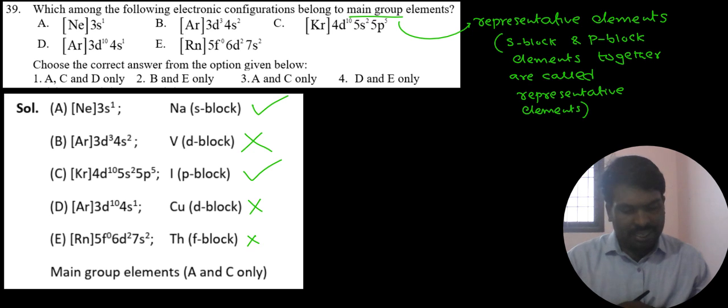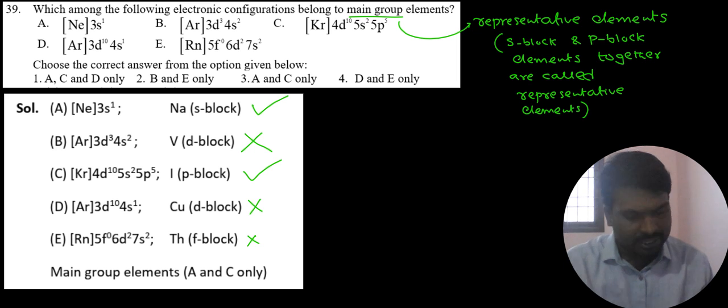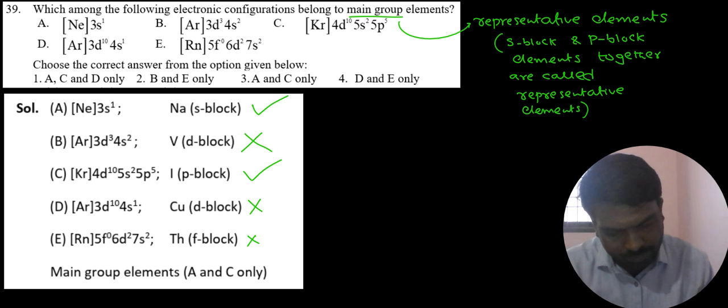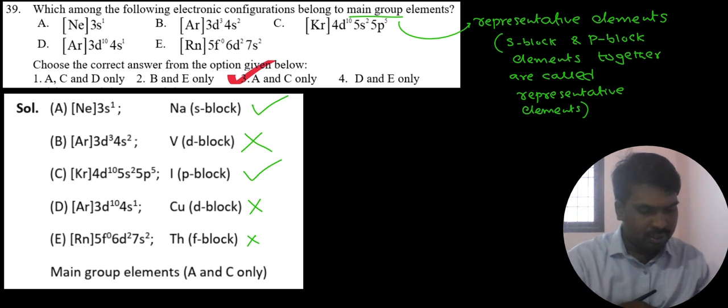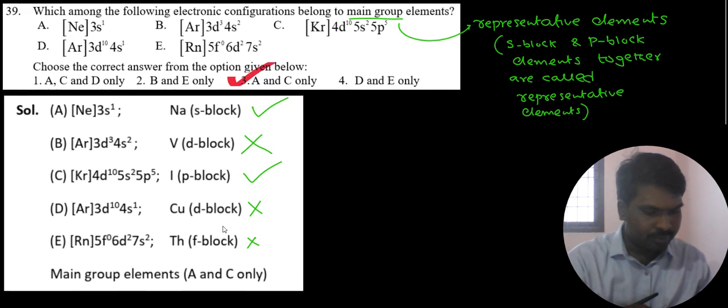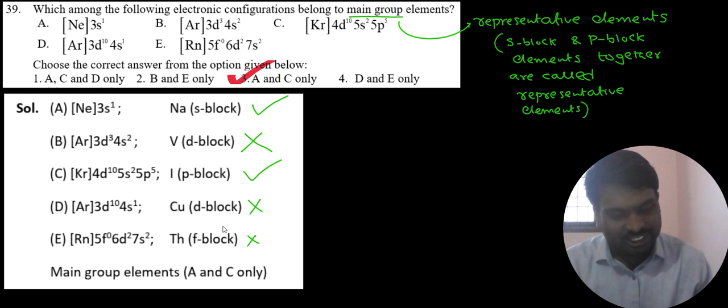So A and C are correct. A and C are main group elements or representative elements. Then which option is right answer? Option 3 is right answer. A and C only. So understood this solution? Easy question only. Then moving to next question.